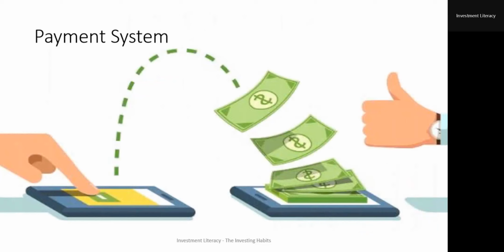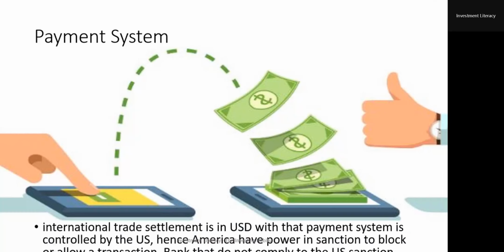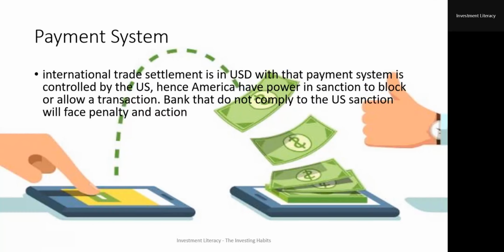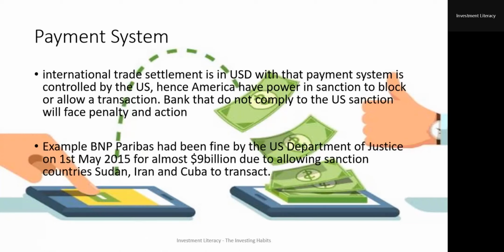And one important thing about international trade is the payment system. In the modern world, the payment system is done through bank settlements, where the bank will credit and debit the bank accounts of the buyer and seller to complete the trade. So in international trade, settlements are in US dollars. With that payment system controlled by the US, America has the power in sanctions to block or allow transactions. Banks that do not comply with US sanctions will face penalties and actions.